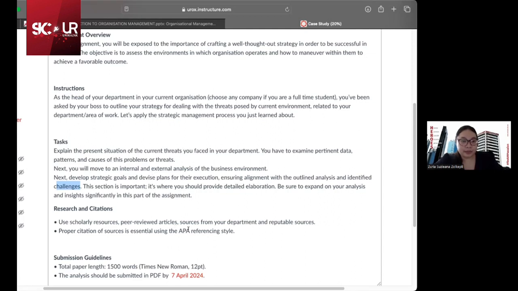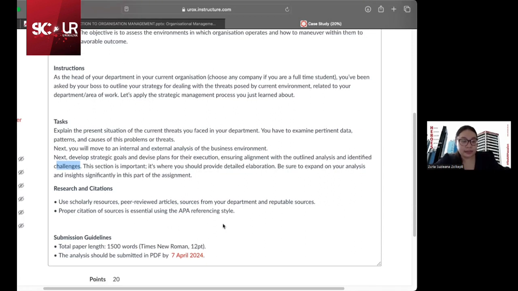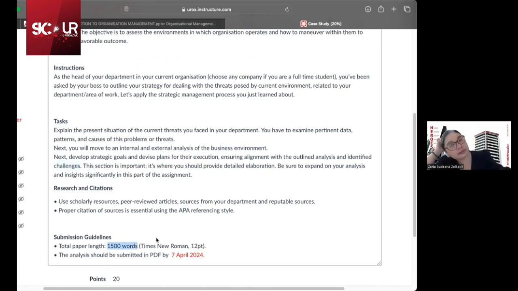Again, use the APA referencing style, and the total paper is plus minus 1,500 words. 1,500 words, I think about five, six pages. Okay, 5, 6 pages. And then submit before 7 April.